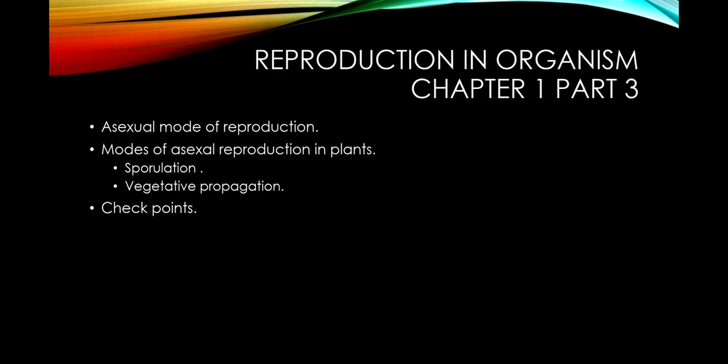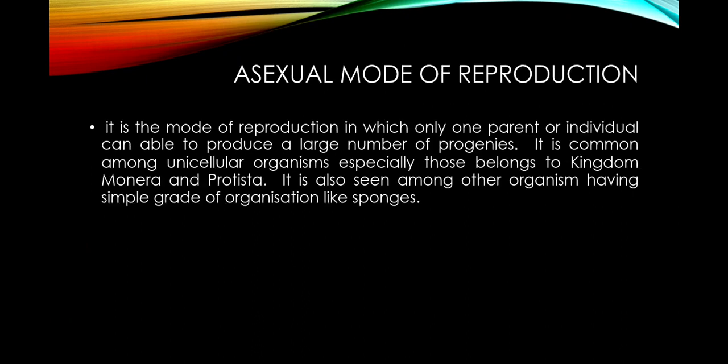Now, in this part, we are going to discuss the asexual mode of reproduction, and here the modes of asexual reproduction in plants that we had started in the previous part. In this part we will discuss sporulation and vegetative propagation as well, and then we have checkpoints. So let's begin the topic, remembering the asexual mode of reproduction.